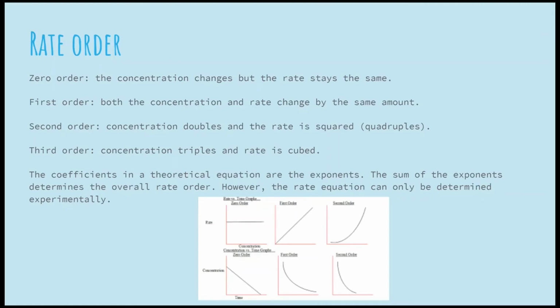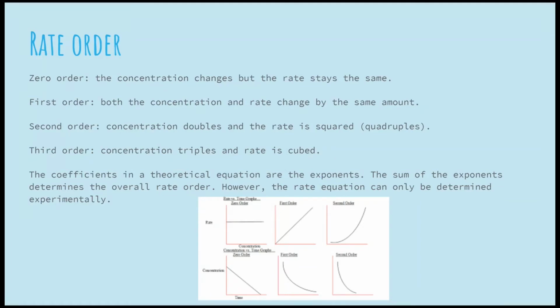Okay, so our next concept is the rate order. When talking about the rate order, it's the coefficients of a theoretical equation that become the exponents of the concentrations of elements in the rate expression, and the sum of the exponents determines the overall rate order. However, the rate equation can only be determined experimentally. So you can have theoretical equations, but your real rate equation won't come unless you actually do the experimentation. So when talking about the orders, there's different classifications.